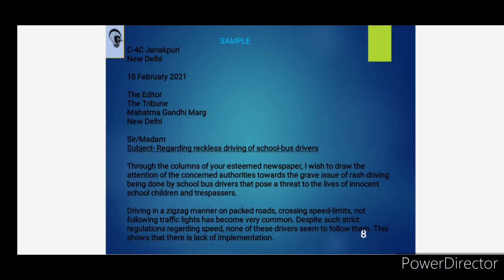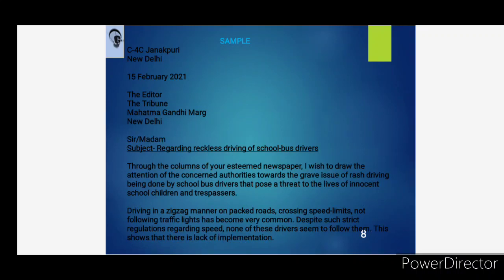Now let's have a look at another sample, which is a letter to the editor. Now, here we begin. C40C Janakpuri, New Delhi, followed by the date, which is 15 February 2021. So you are writing a letter to the editor, so you need to write The Editor. E needs to be capital. The Tribune, T capital, Mahatma Gandhi Marg, New Delhi. No punctuation mark, please. Followed by the salutation, Sir or Madam.